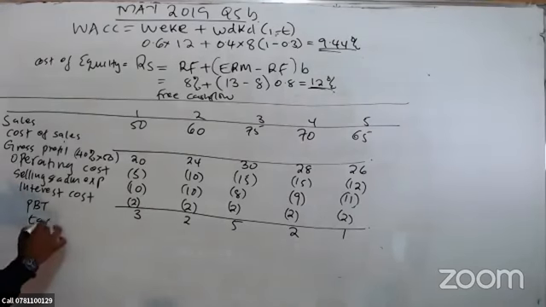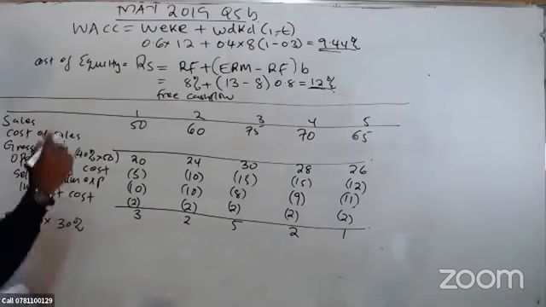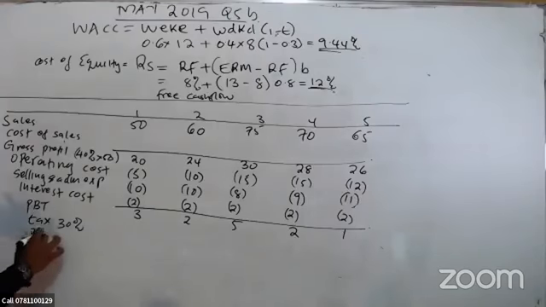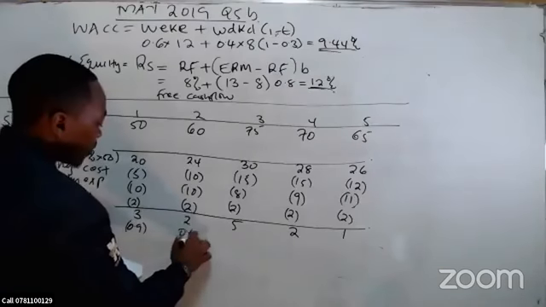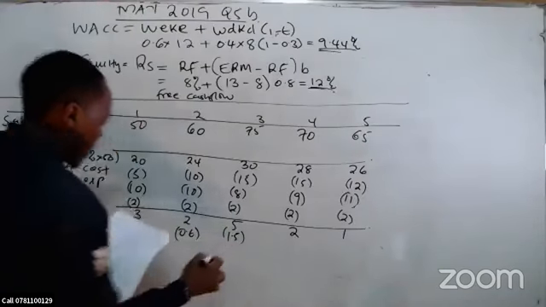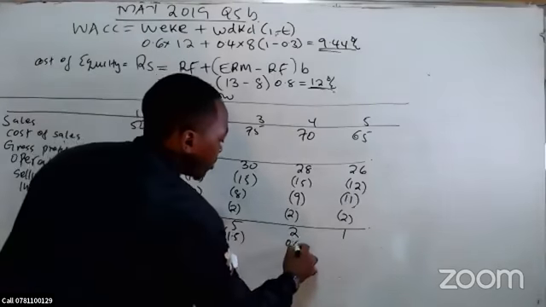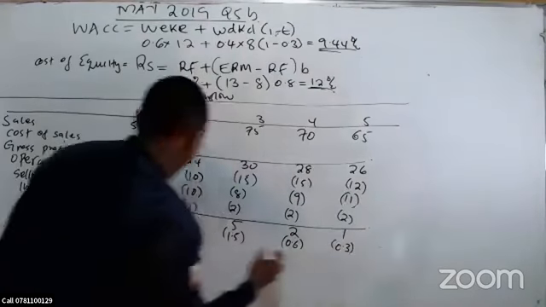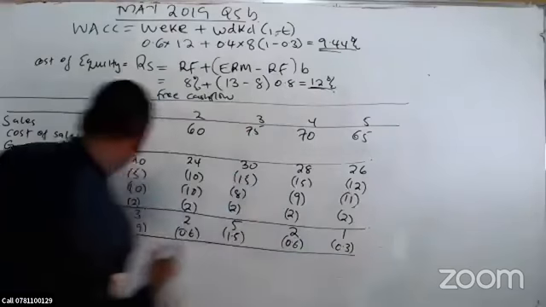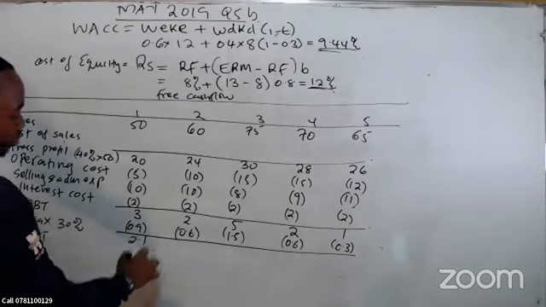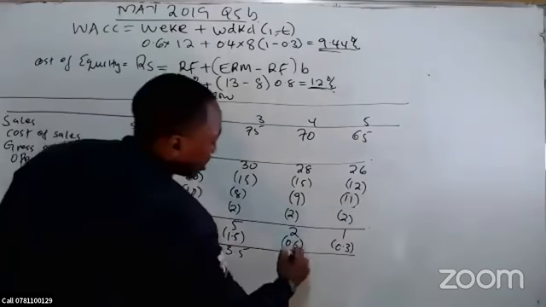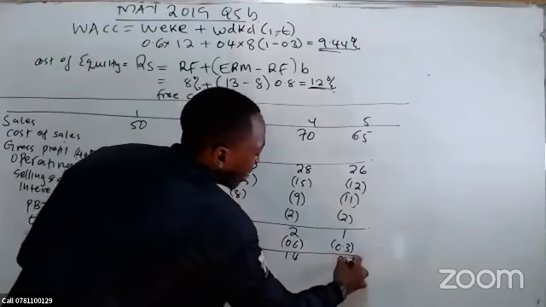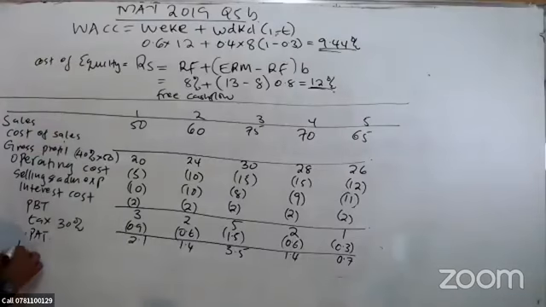Now let's deduct the tax. And we are told that the tax is 30%, so that you can get profit after tax. So in this case, you take 30% of 3, which is 0.9, then 0.6, 1.5, 0.6, and 0.3. From there now we can get the profit after tax. This one will be 2.1, 1.4, 3.5, 1.4, and 0.7.